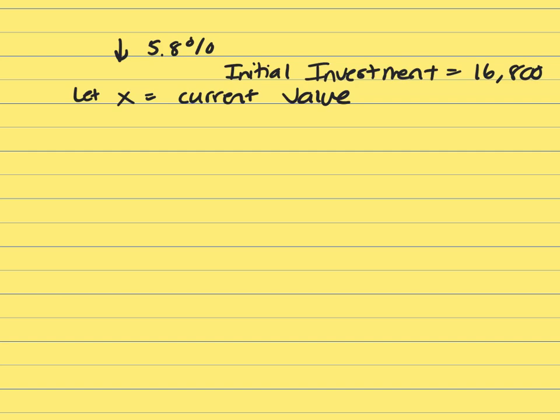So what we want to do is figure out what the current value of the portfolio is. It's gone down 5.8%. Started out at 16,800. It's decreased. We want to subtract 0.058 times 16,800. And that's going to tell me how much it's gone down. Then you will subtract that amount from 16,800 and you'll have the current value.